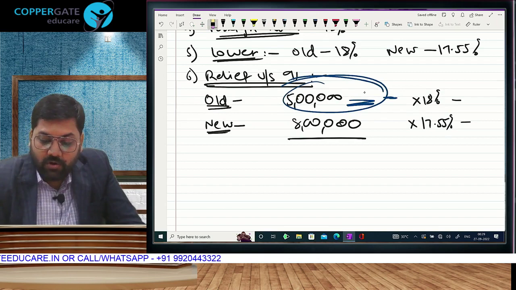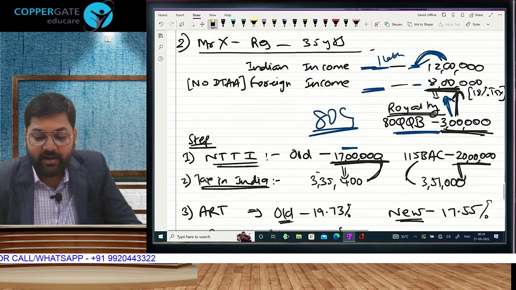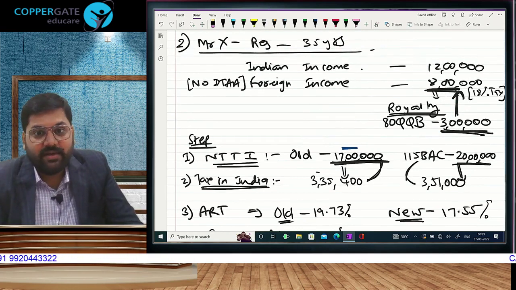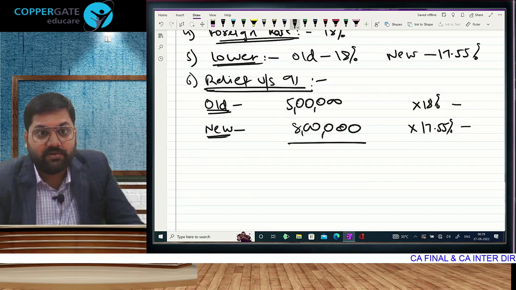And for those of you who first said, sir, in both we will be writing 8 lakh because foreign income is 8 lakh. Is it clear to those students also why we have taken 5 lakhs in the old regime and 8 in the new regime? Everyone is clear? Example 2, and you understood why we took the difficult example 2.